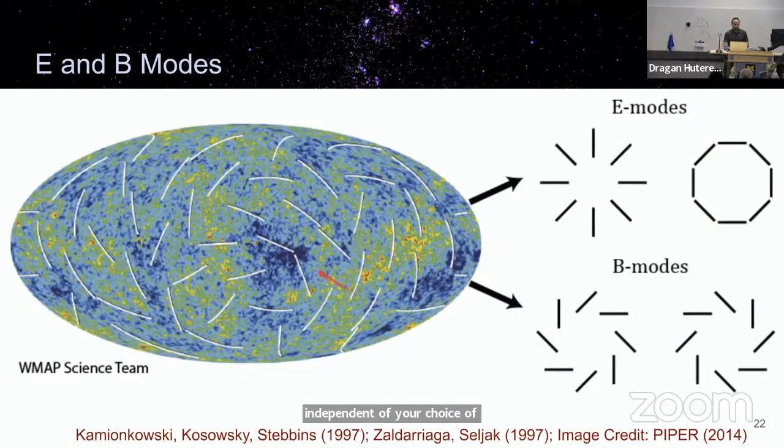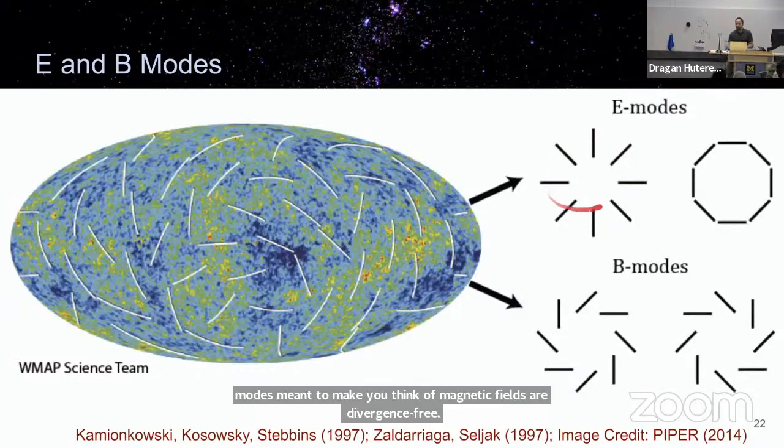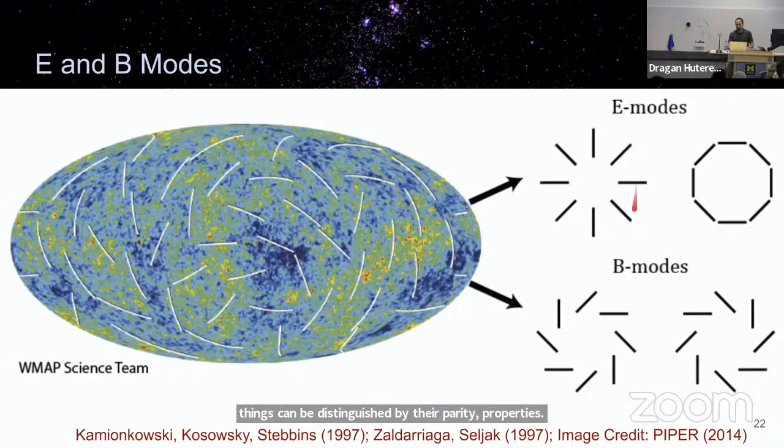So you can take a map of any spin 2 field on the sphere and decompose it, instead of in terms of Q and U, in terms of E and B. So the E modes are meant to make you think of electric fields. These are curl free patterns of polarization, and the B modes, meant to make you think of magnetic fields, are divergence-free. These things can be distinguished by their parity properties. So if you look at an E mode pattern in the mirror, you get back the same E mode pattern. However, if you look at a B mode pattern in the mirror, you get back the opposite sign of the B modes. All right, and so this decomposition is unique for the full sky.